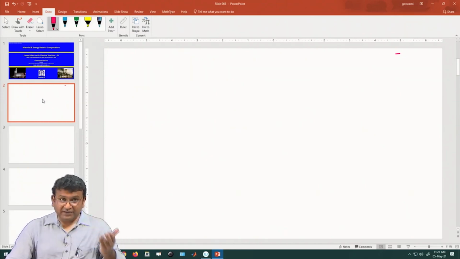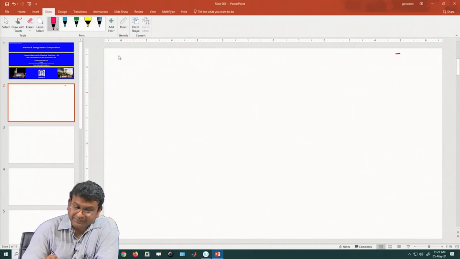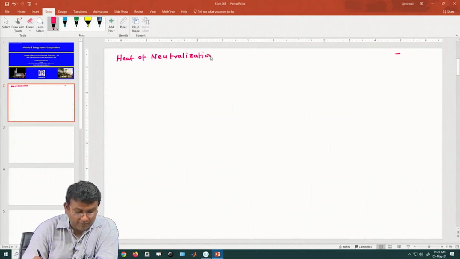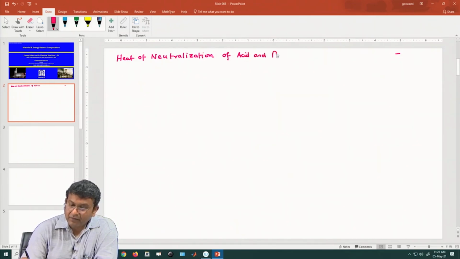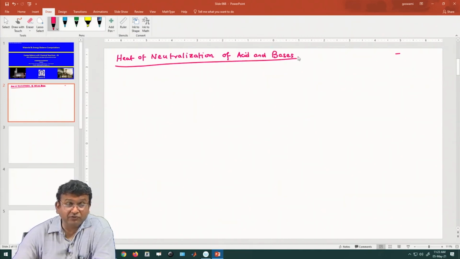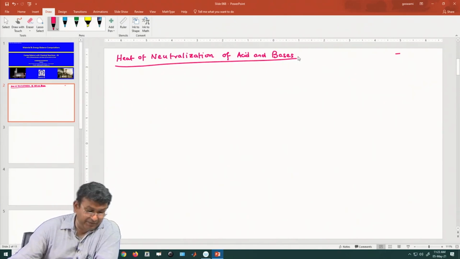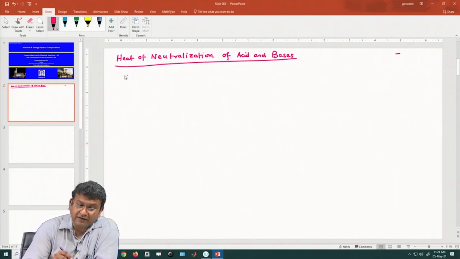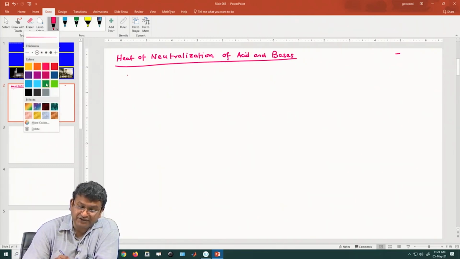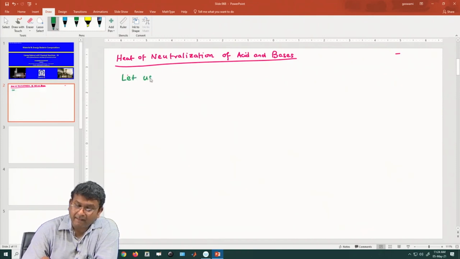So, what is heat of neutralization? Even before we write it, the class actually knows. It is essentially the heat of reaction of a neutralization reaction between an acid and base. So, let us consider a specific case of neutralization, and I am going to show you something very interesting.